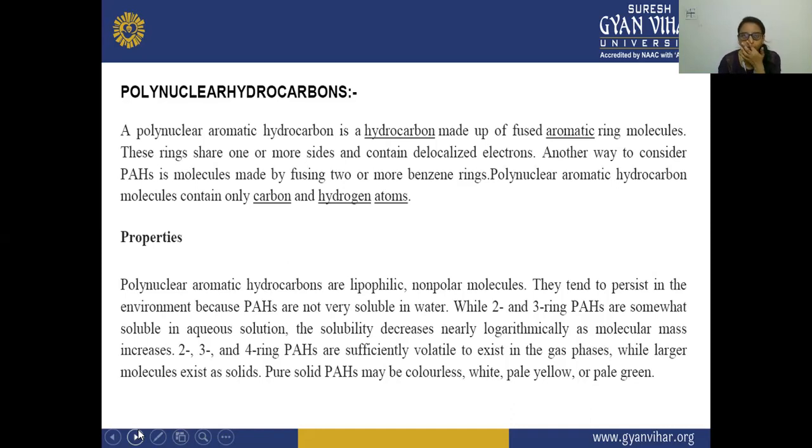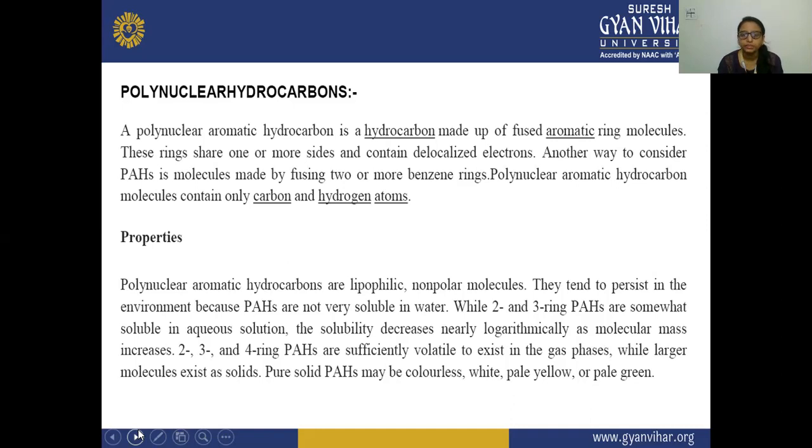So the polynuclear hydrocarbons are hydrocarbons made up of fused aromatic rings, and these share one or more sides, and they also contain delocalized electrons. A PAH is a molecule that is fused by 2 or more benzene rings, and these contain carbon and hydrogen.